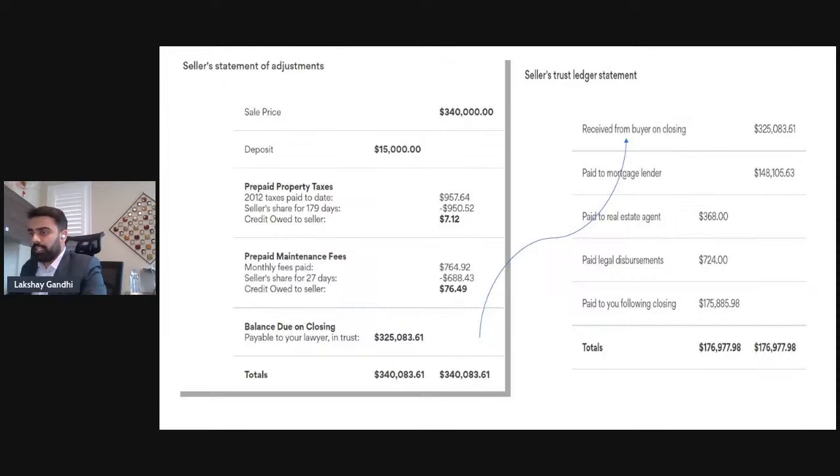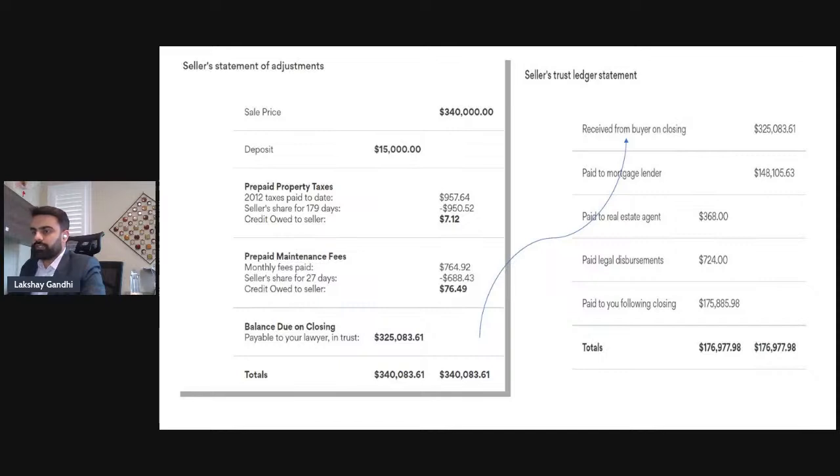Once again, there was a property tax adjustment, because the seller understayed and had paid for the entire year's worth of property taxes. That's why the seller will be entitled to get a little bit more money back from the buyer. There's a prepaid maintenance fee in this equation as well. Just like property taxes were adjusted, maintenance fees are also adjusted by the number of days.